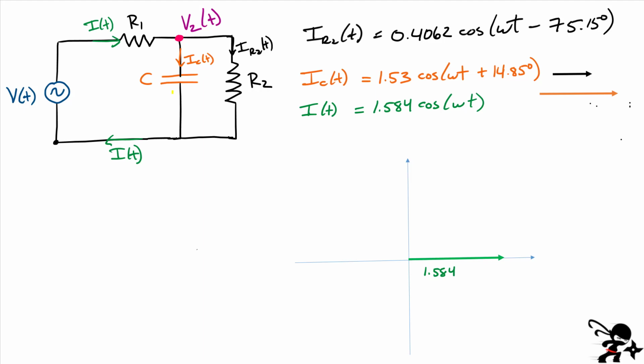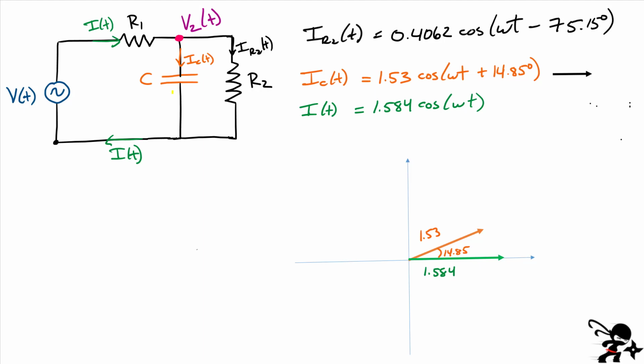All right, next, let's go ahead and plot IC. What would that one look like? IC has a slightly shorter length. However, it's not directed right there. It has a phase angle of 14.85, and that's a positive phase angle. So I kind of have to do something like this. Let's make this angle look a little bit bigger than 14.85, but let me go ahead and plot that angle right here. This is 14.85, and the magnitude of this is 1.53 amps.